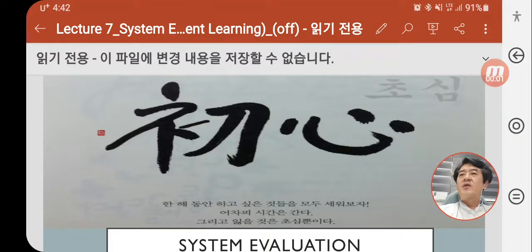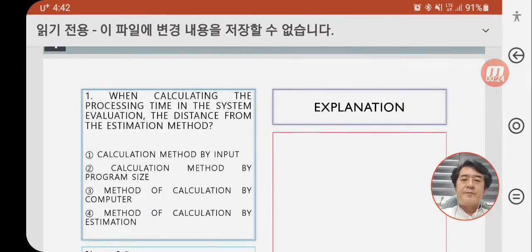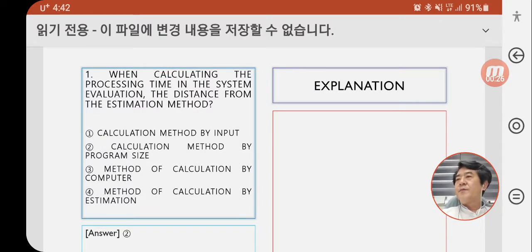In the last lecture, we learned about system evaluation, and from now on, we will take time to solidify the learning content through quizzes related to this. Now, let's read the first quiz.